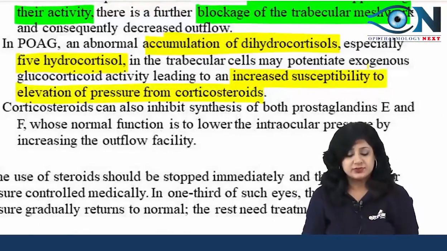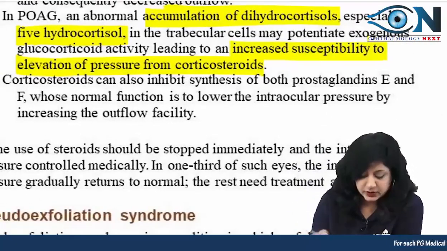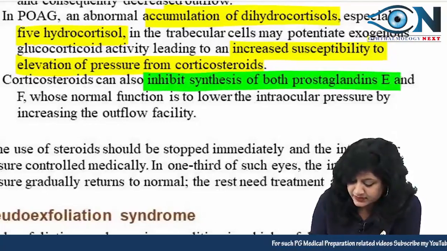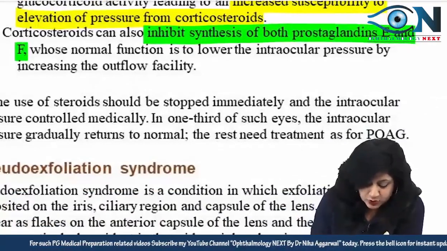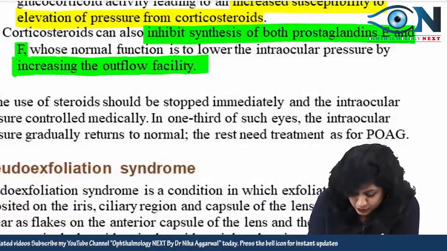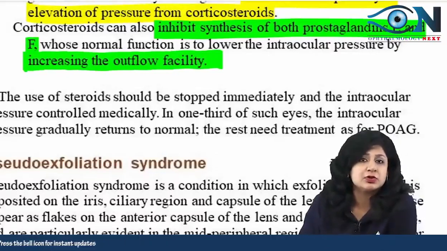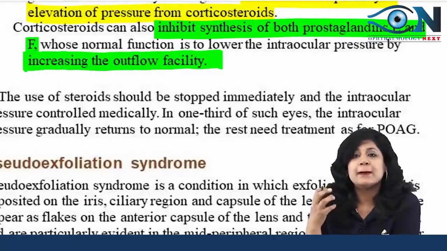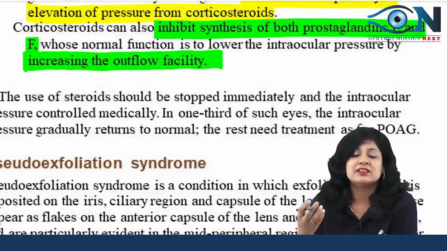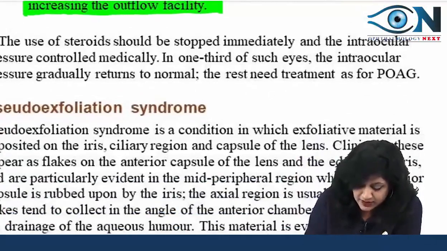to the corticosteroids. And then they say, and I think this is again an important thing, that the steroids also inhibit the synthesis of prostaglandin E and F, whose normal function is actually to decrease the intraocular pressure by increasing the outflow facility. So, they are also decreasing the synthesis of prostaglandin E and F. So, there are so many theories, but I think the nutshell of all these theories is that it is causing secondary open angle glaucoma. The use of steroids should be stopped immediately.